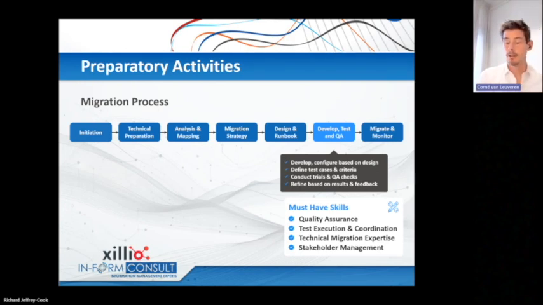So you see, you have some different skills that you need in this phase, more on quality assurance. You need usually, especially with the bigger migrations, a very good test coordinator. You can have some automated testing. Usually you have a team of testers, and in that team you have usually people from that specific business unit or department. And of course the technical migration expertise and the stakeholder management, really important.